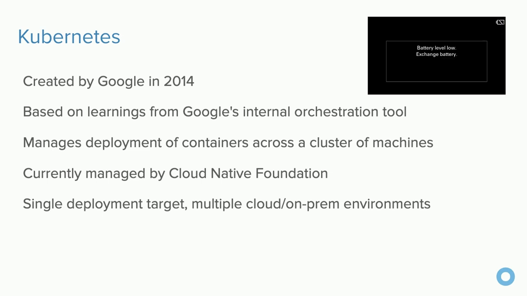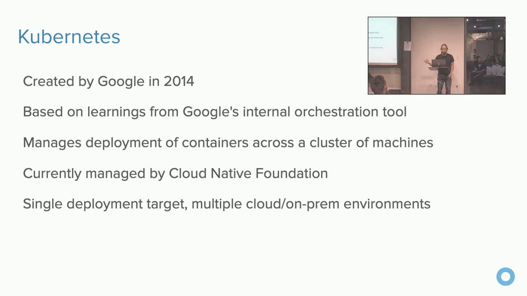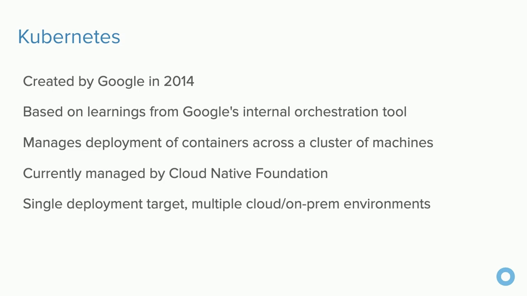And we use that system to orchestrate and deploy all of our services, including Gmail, YouTube, and everything else. And we took that system, the learning of that system, and we recreated something called Kubernetes that uses some of the best practices and lessons learned in managing containers at scale. And that's what we have.